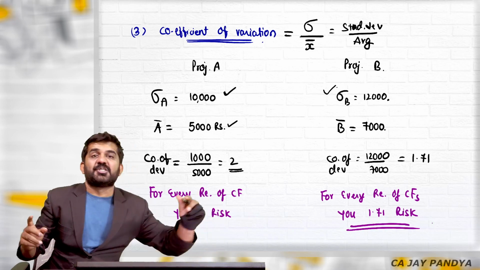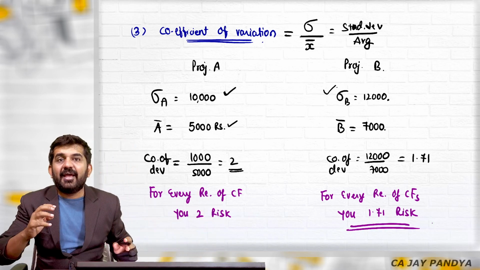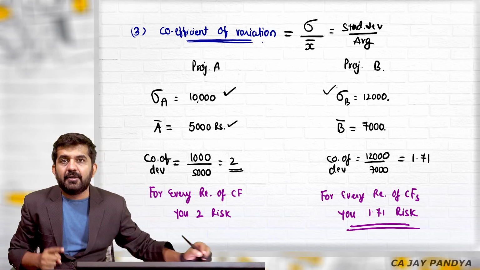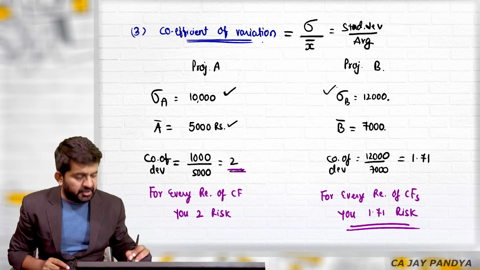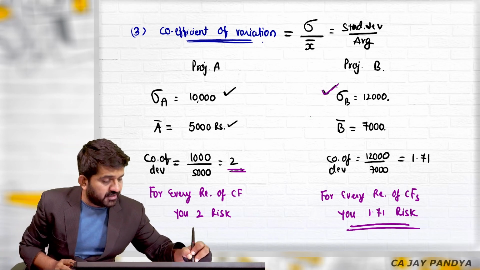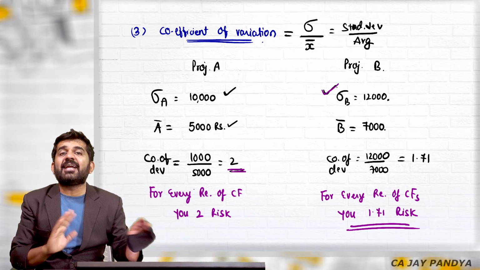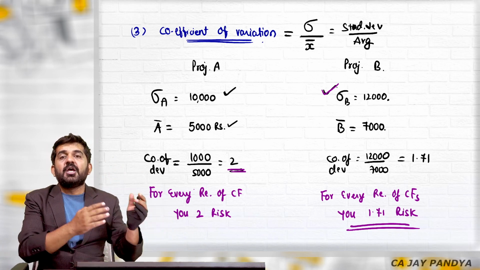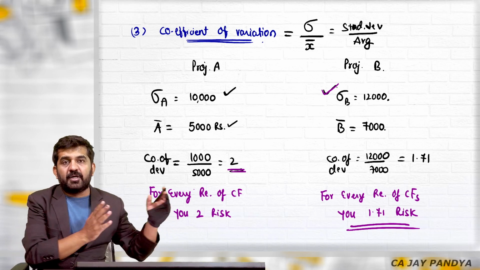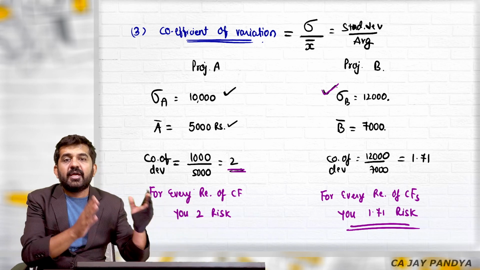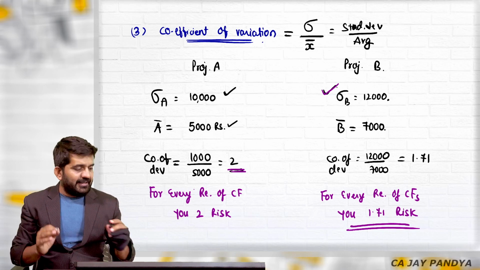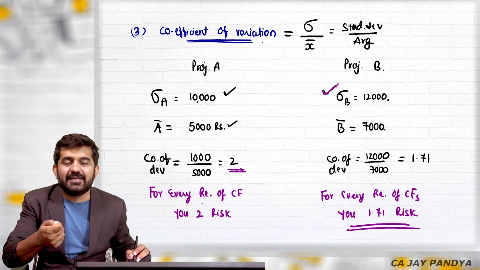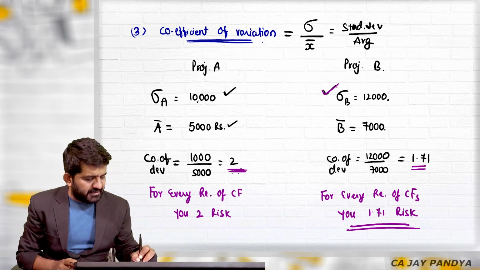Which is lower? This is lower. Per rupee of cash flow, the risk is 1.71. Per rupee of cash flow, the risk is 2. Initially, we thought this is higher risky. But comparing both projects, one project has a higher rate of return, another has a lower rate of return. Project B has higher cash flow, A has lower cash flow. Then, in this case, you should find out the risk per rupee. Here, risk per rupee is 1.71, here it is 2.